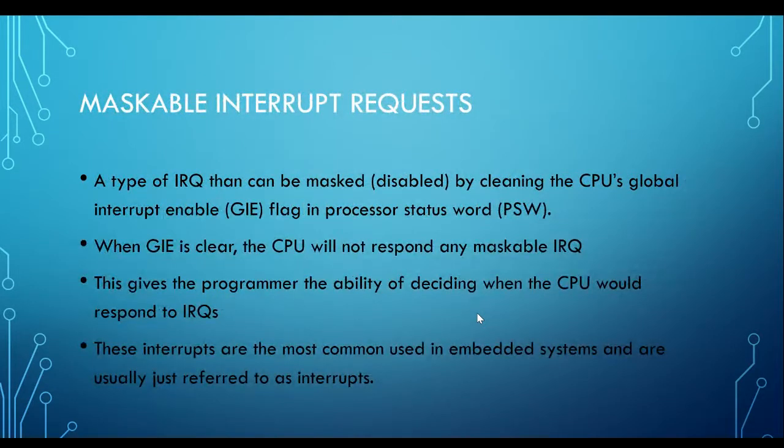A type of interrupt request that can be masked or disabled by clearing the CPU's global interrupt enable GIE flag in the processor status PSW. Now, reflect back on the status register. What do you have inside? We know that the upper byte is basically empty. It's a lot of hidden stuff that is not important for us. What about the lower byte? The lower byte contains GIE. Look into your textbook. Where is the GIE? It's either 1 or 0. When you put it into 0, all these maskable interrupts will not be functional.